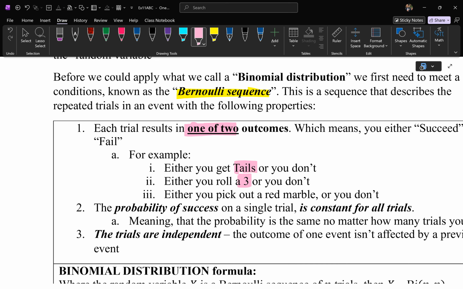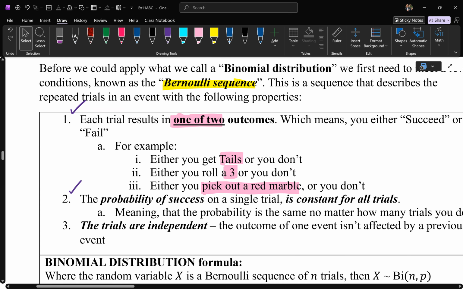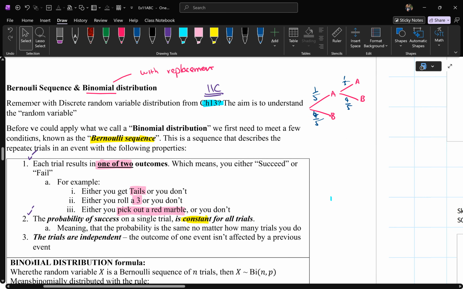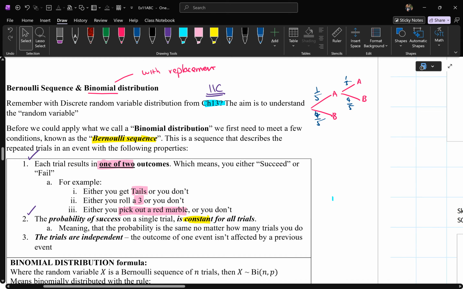You get a 3 or you don't. You pick out a red marble or you don't. If you get that, that's condition number 1 of a Bernoulli sequence. So if there's only 2 outcomes, that's the first condition. Second condition, you have to have a probability of success that is constant. Meaning, with replacement. So that's an example. You either get it or you don't.